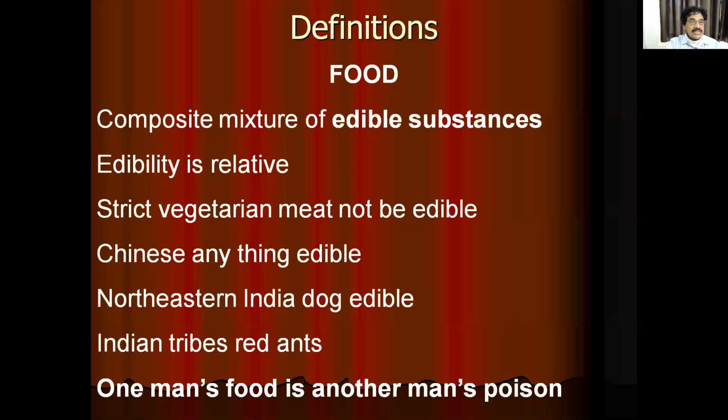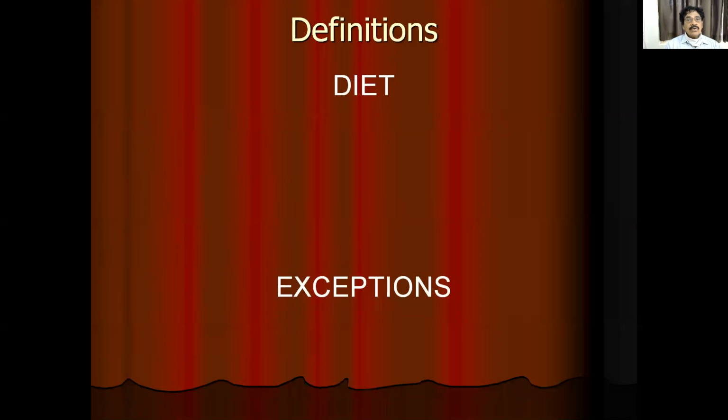Okay, you understand now what is meant by food? Food is a composite mixture of edible substances. Now we go further to define other terms, like diet. What is meant by diet?